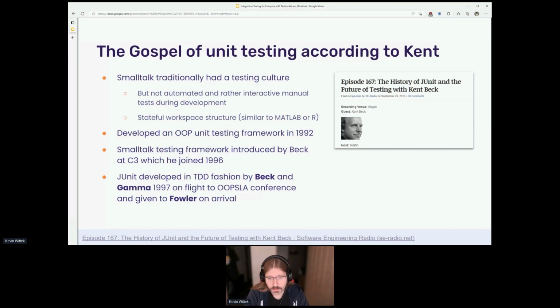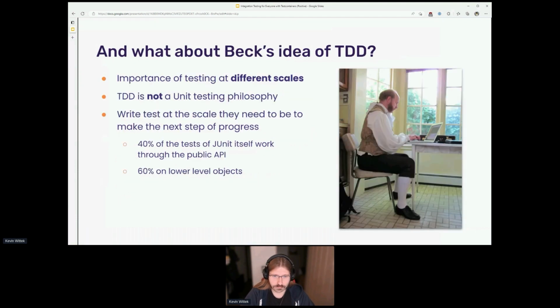And then when they arrived at the conference, Martin Fowler was also there. They gave him the first version of JUnit, and Martin Fowler said, okay, that's kind of cute, that's interesting, let's look into this. And that is really the starting point of all those xUnit frameworks we have nowadays in most languages, definitely in all the modern object-oriented programming languages.